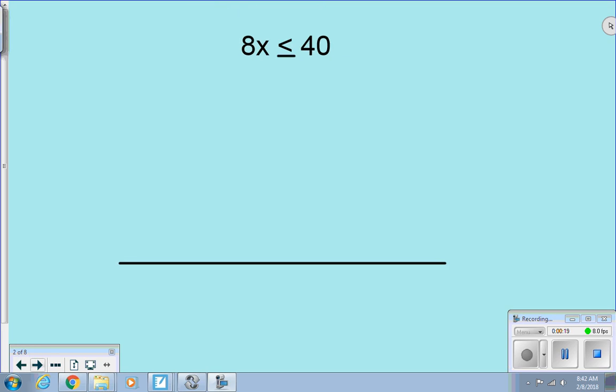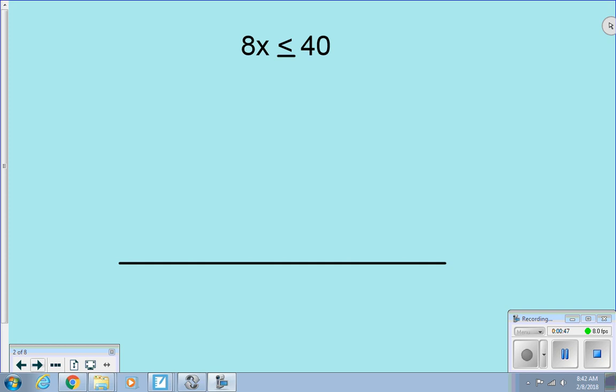Okay, so here's our first example. 8x is less than or equal to 40. This is what we're doing today, solving inequalities by division or multiplication. Yesterday we did adding and subtracting. Today's multiplying and dividing. And we solve them just like you would an equation again.